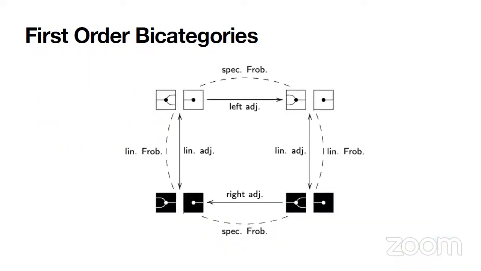So, all in all, we can summarize the axioms of first-order bicategories in this picture. We have four algebraic structures at play: white comonoids, white monoids, black monoids, black comonoids. Separately, they are required to satisfy the axioms of special Frobenius algebras. Moreover, there are adjointness conditions between the two. The bridge between these two worlds is precisely these linear Frobenius equations and the linear adjunctions.